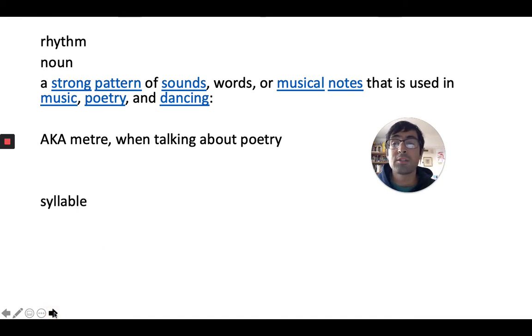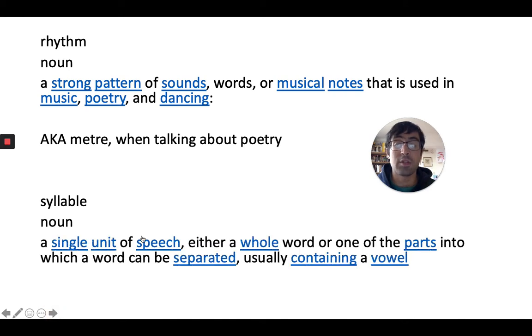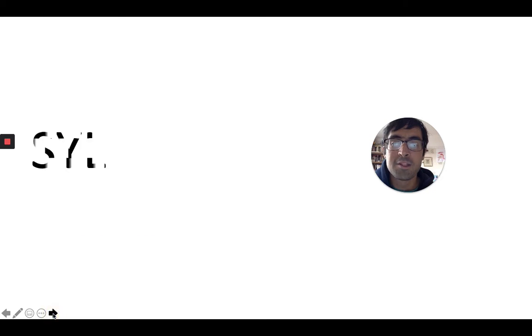Now, one way of measuring rhythm and meter is by counting the syllables. And a syllable is a single unit of speech, either a whole word or one of the parts into which a word can be separated, and it usually contains a vowel. For example, the word of has one syllable, and the word separated has four syllables. Let's try one more word to make sure you understand what a syllable is. How many syllables are there in the word syllable? Have you got it? The answer is 3. Syllable.